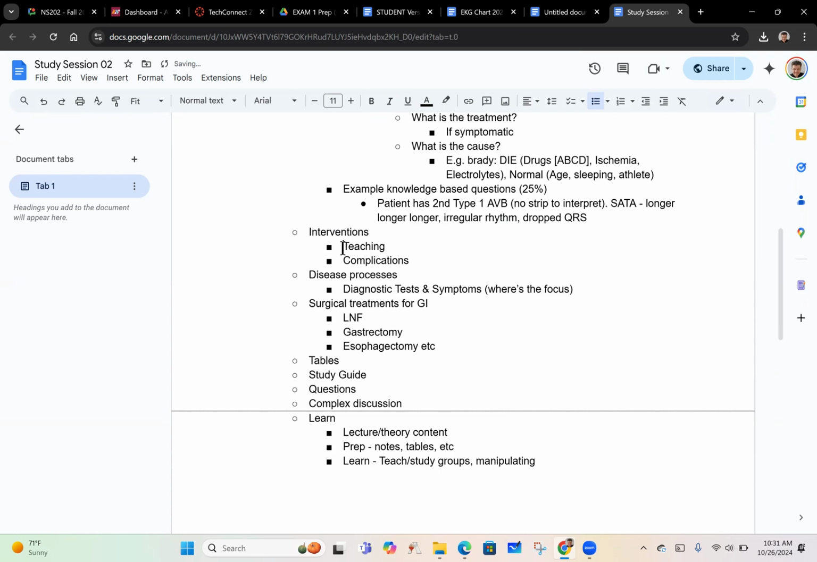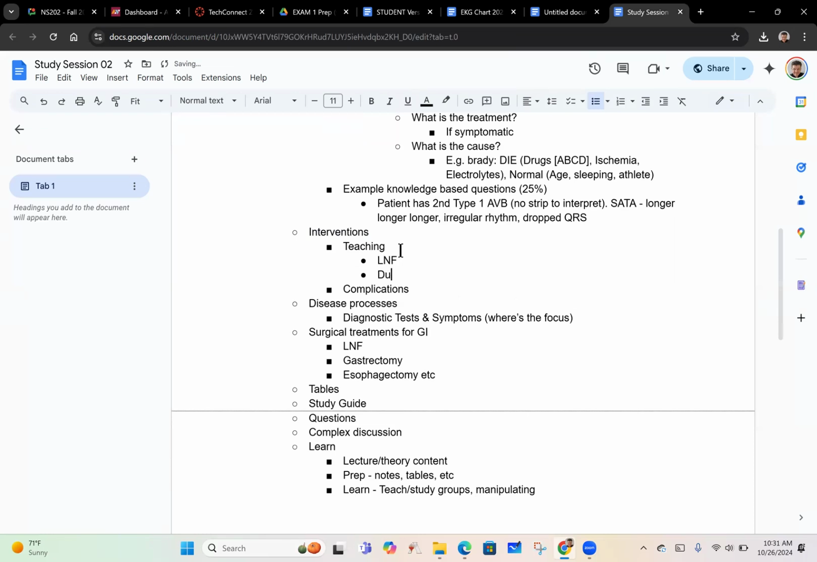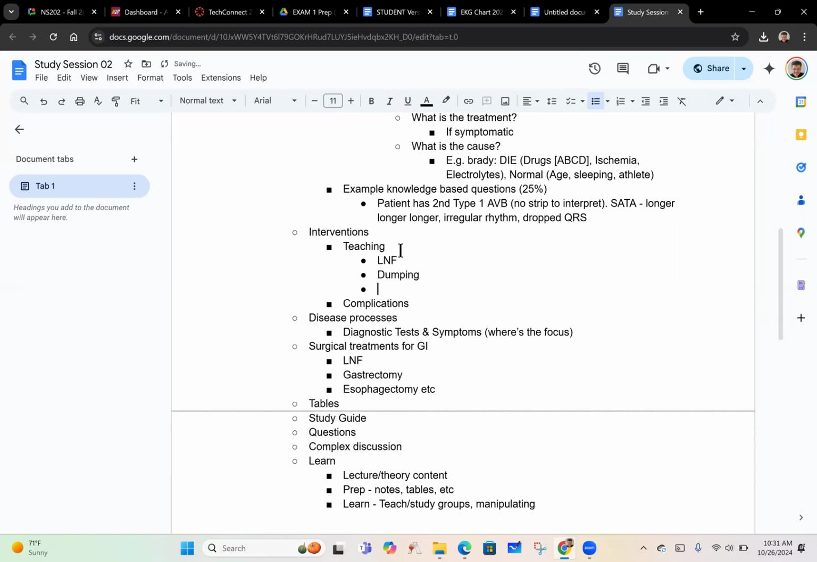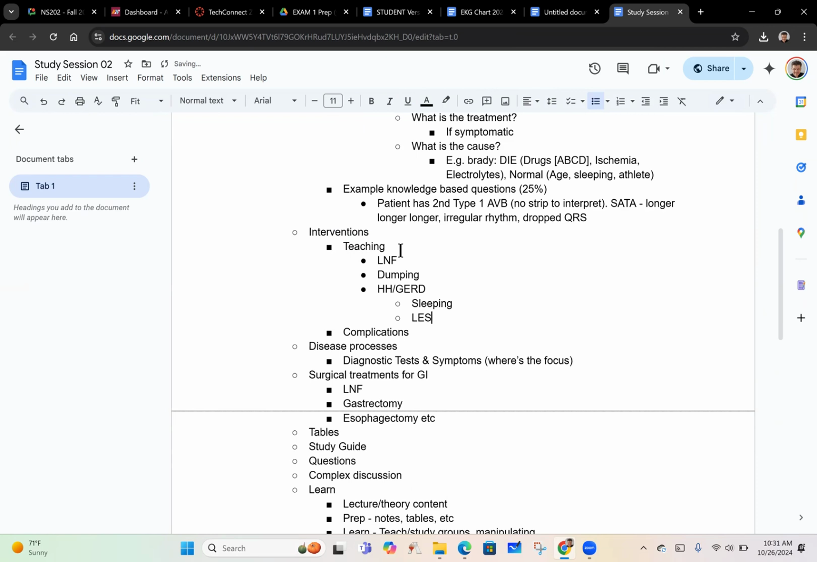So like for teaching, you have teaching for LNF, you have teaching for dumping syndrome. What else comes to mind that we talked about last week? Yeah, hiatal hernia teaching. Hiatal hernia and GERD, there are two things: there's sleeping and there's LES teaching. That's like four easy SATA questions right there.